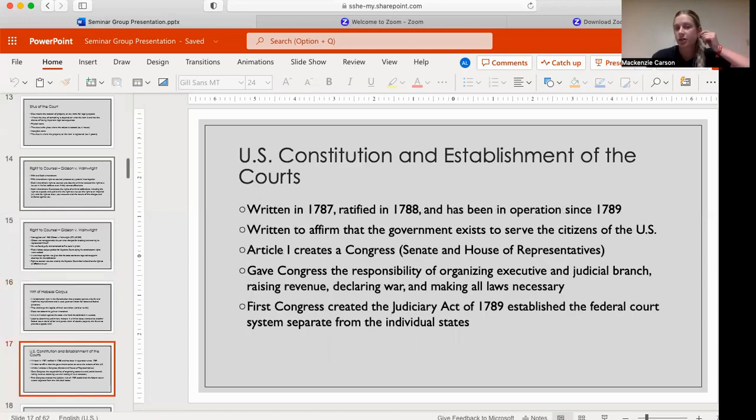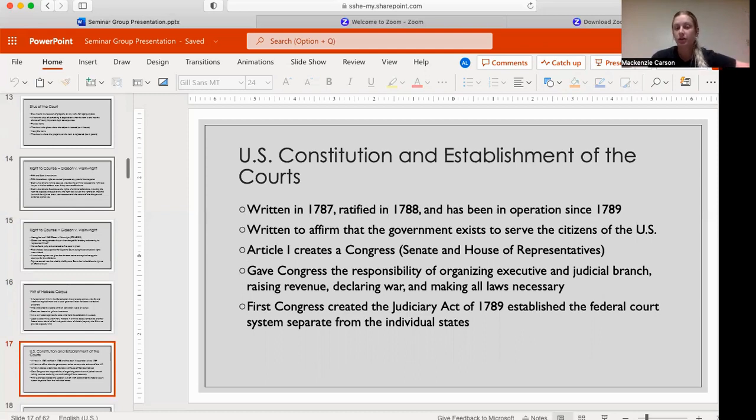U.S. Constitution and establishment of the courts. It was written in 1787, ratified in 1788, and has been in operation in the United States since 1789. It was written to affirm that the government exists to serve the citizens of the United States. Article 1 creates a Congress, which would be the Senate and the House of Representatives. It gave Congress the responsibility of organizing the executive and judicial branch, raising revenue, declaring war, and making all laws necessary.